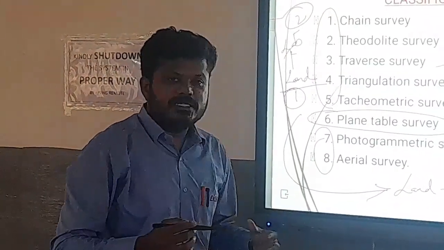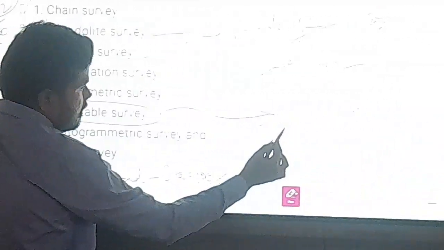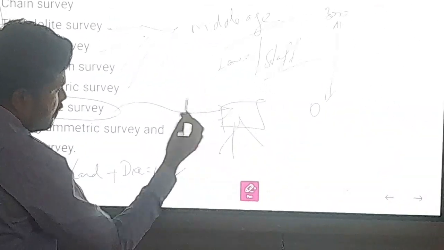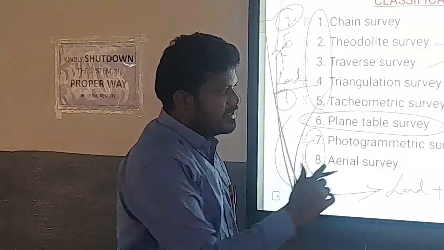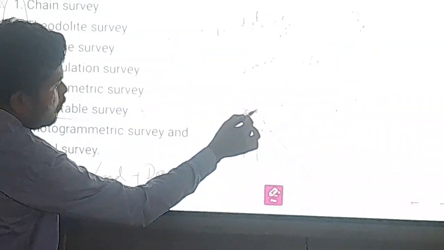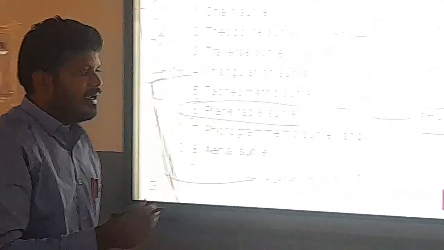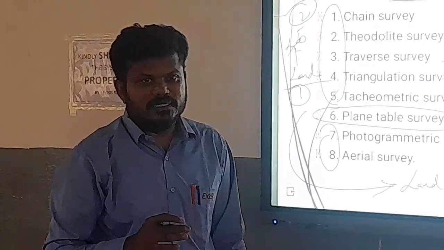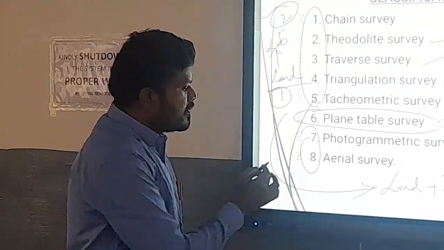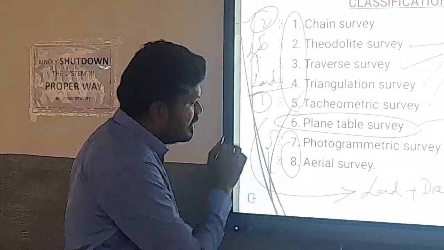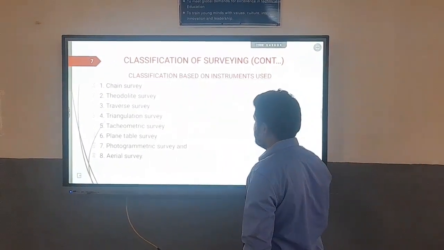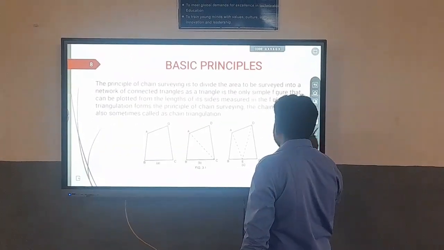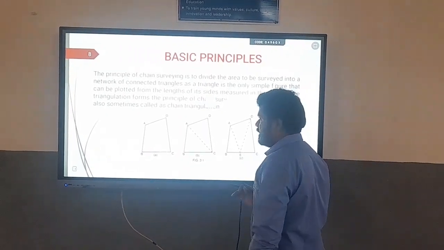In the plane table, for example, we place a tripod stand with the plane table. By using chains or tapes we measure the length, and at the same time we mark the areas we required and measured on the land surface. So this is for plane table survey. Then photogrammetric and aerial surveying, which means the survey taken from the upper surfaces of the lands.